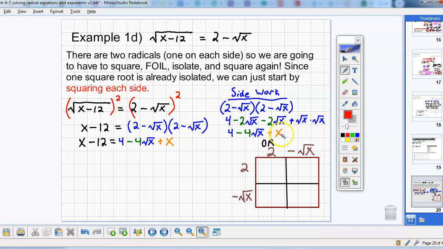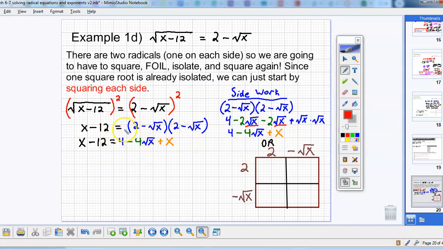The square root of x squared is x. That's right. And we combine these two middle terms here. That square root of x, that's like a like term. So we see that that's a like term. We combine like terms to get minus 4 square root x. That's how we get the right side here.